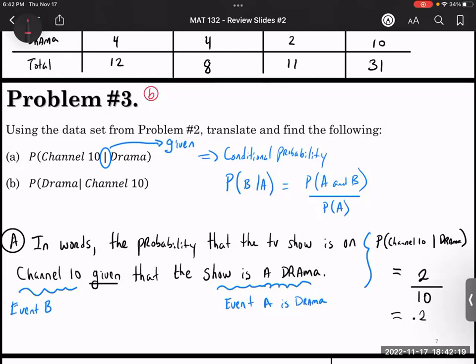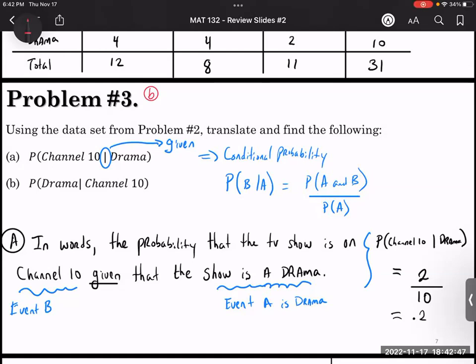In words, it's almost the same thing as part A, except what is the difference between part A versus part B? They're switched, right? So all you have to do is switch the wording around. Your drama now, is it still going to be event A? No, that's going to be your event B.